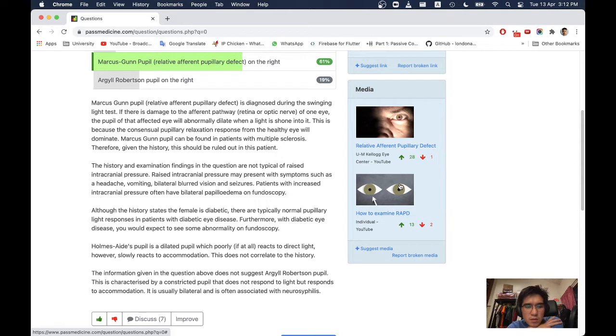The information given in the question above does not suggest Argyll Robertson pupil. This is characterized by a constricted pupil that does not respond to light but responds to accommodation. It's usually bilateral, often associated with neurosyphilis. Let's look at this video here.